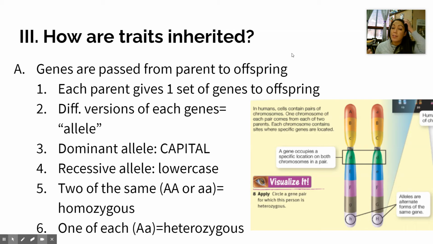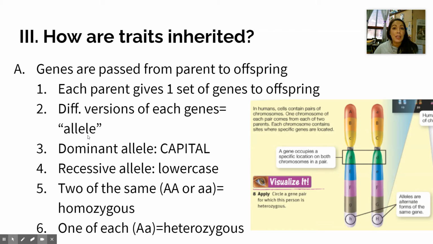Some genes can have dominant versions of them. Some genes have recessive versions of them. Some genes have more than one dominant version of them, like eye color, that kind of thing, and more than one recessive version. But all the different versions of a gene is called an allele. So this word here, allele, is pronounced allele.